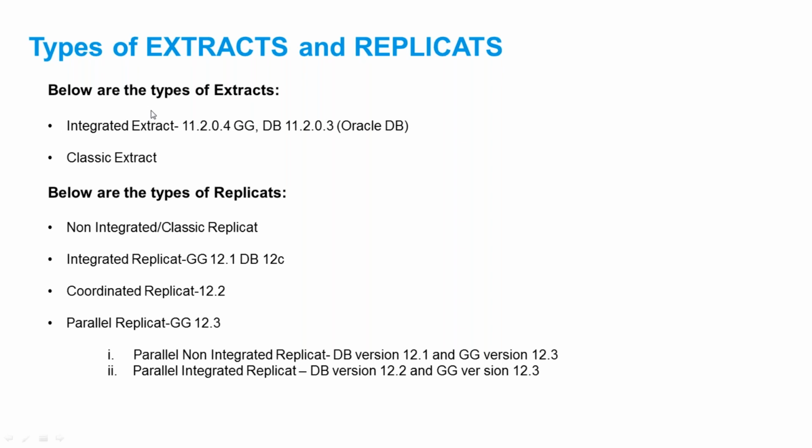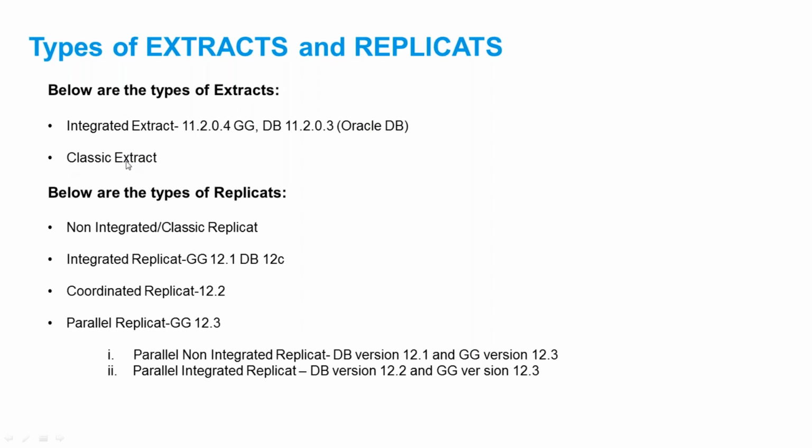So integrated extract is available with minimum Golden Gate version 11.04 and database version minimum should be 11.03, and it is only available with Oracle database. Classic extract is available since the beginning of Golden Gate and it is still available, and it is also available for Oracle as well as non-Oracle databases. So these are the two types of extract.